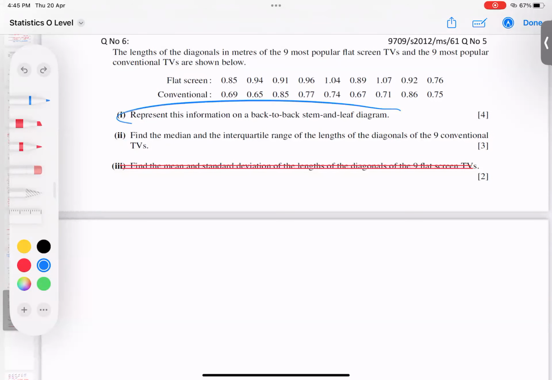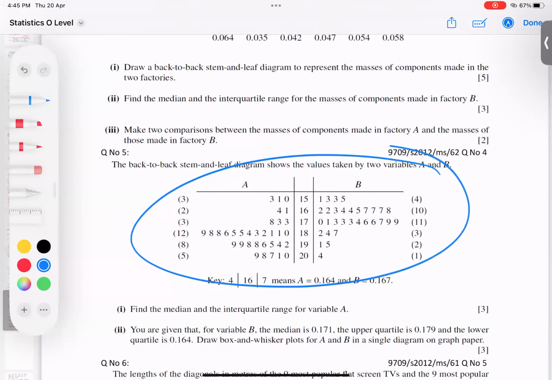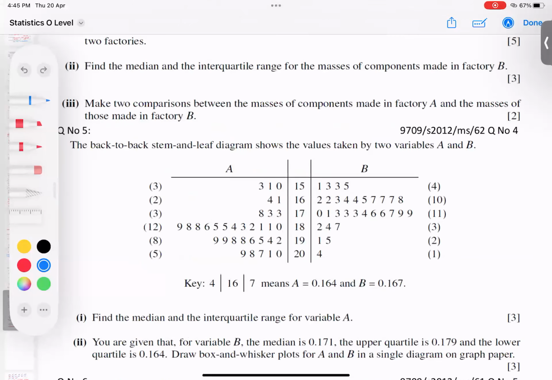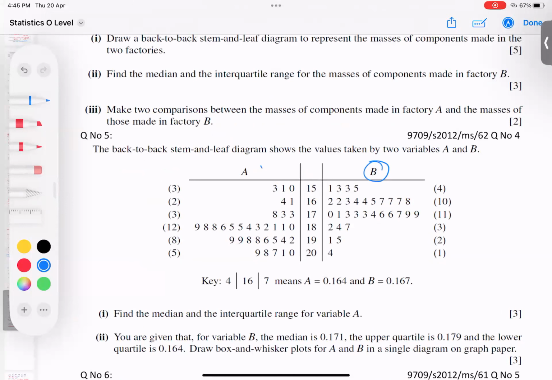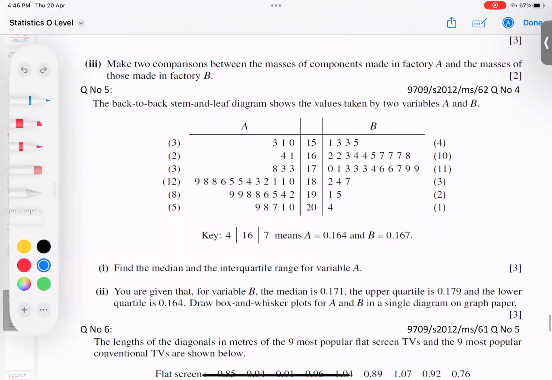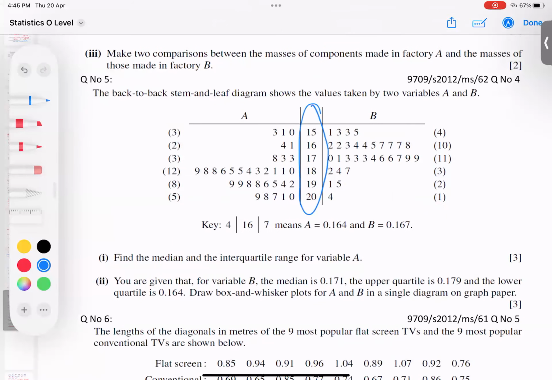Did he mention here what is left, what is right? No. This is called a back-to-back stem and leaf diagram. Sometimes he mentions A on the right and B on the left, but sometimes he will not mention. You can write B here, A here, no issue at all. In the middle, we have the stem, on the right we have leaves, and here we have leaves. I think you got the idea. And there are two keys, one for left and one for right.